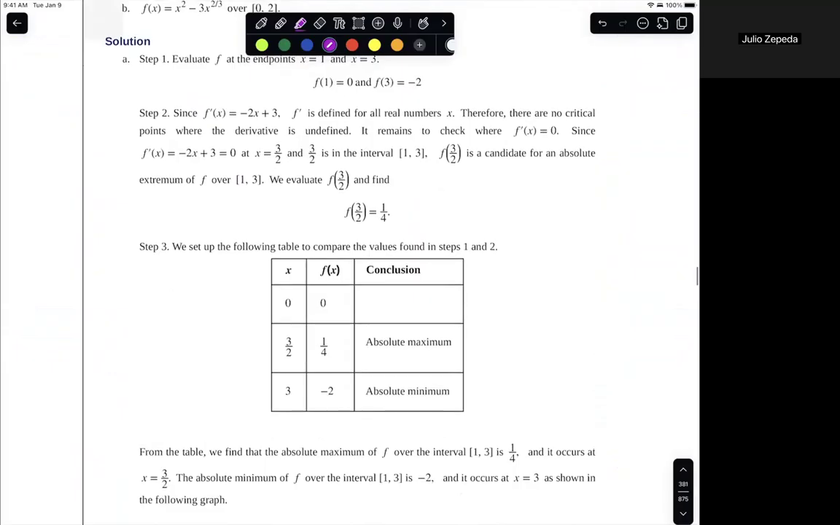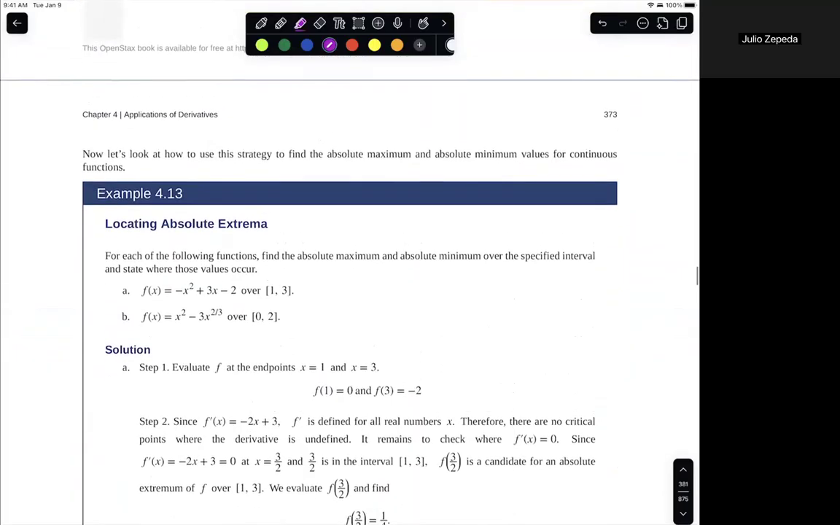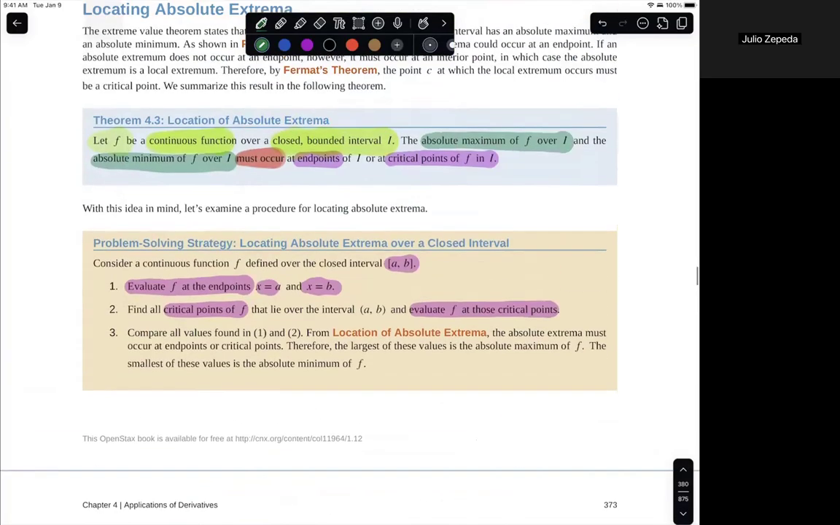Okay, so let's take a look at a more complicated problem here. We can look at part B because it's a little more complex than part A. Part B says for each of the following functions, find the absolute maximum and absolute minimum over the specified interval and state where those values occur. Here's a function: f of x equals x squared minus 3x to the 2/3 over the interval 0 to 2. Let's do it based on this problem-solving strategy.